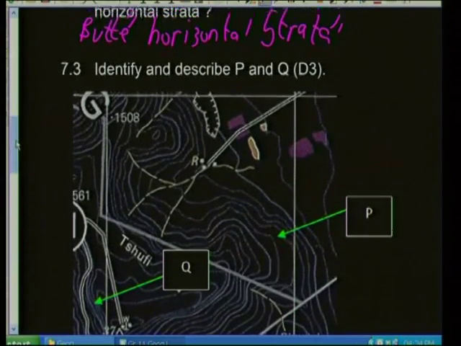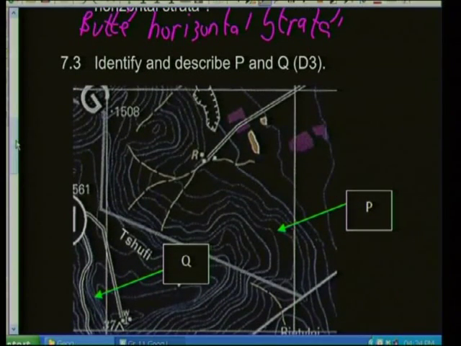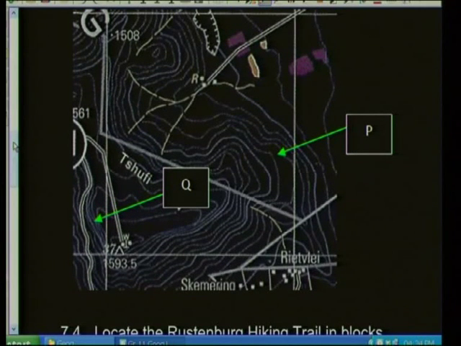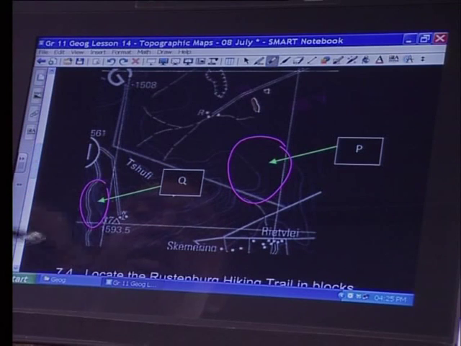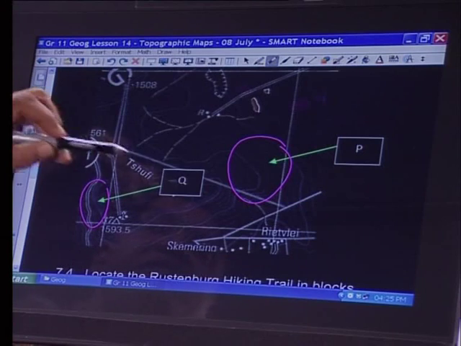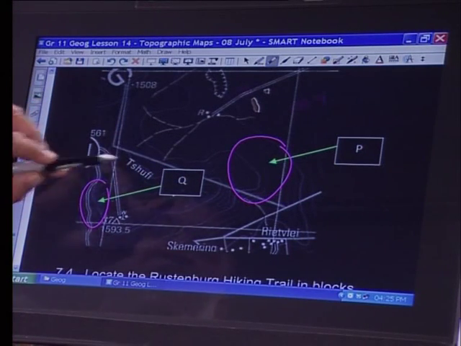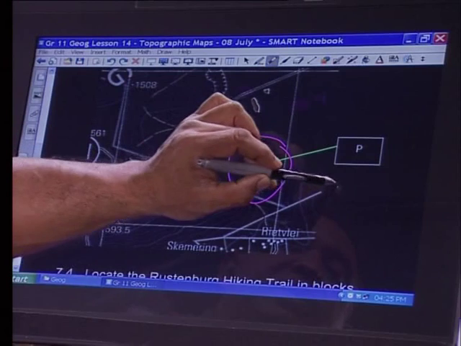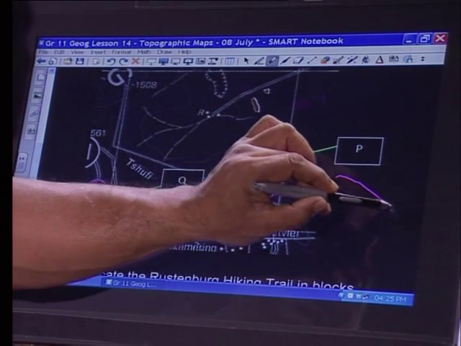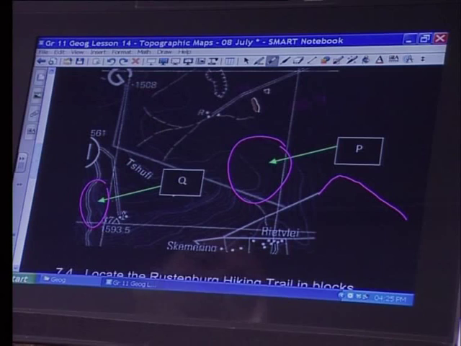Identify and describe P and Q. When you look at P and Q, you can see that with Q the lines are further apart, compared to P, where the lines are closer together, and it's coming down one slope or one hill. So it seems more like a ridge. If I had to look at this, I put my hand like that, and of course it's steeper here. Can you see it?